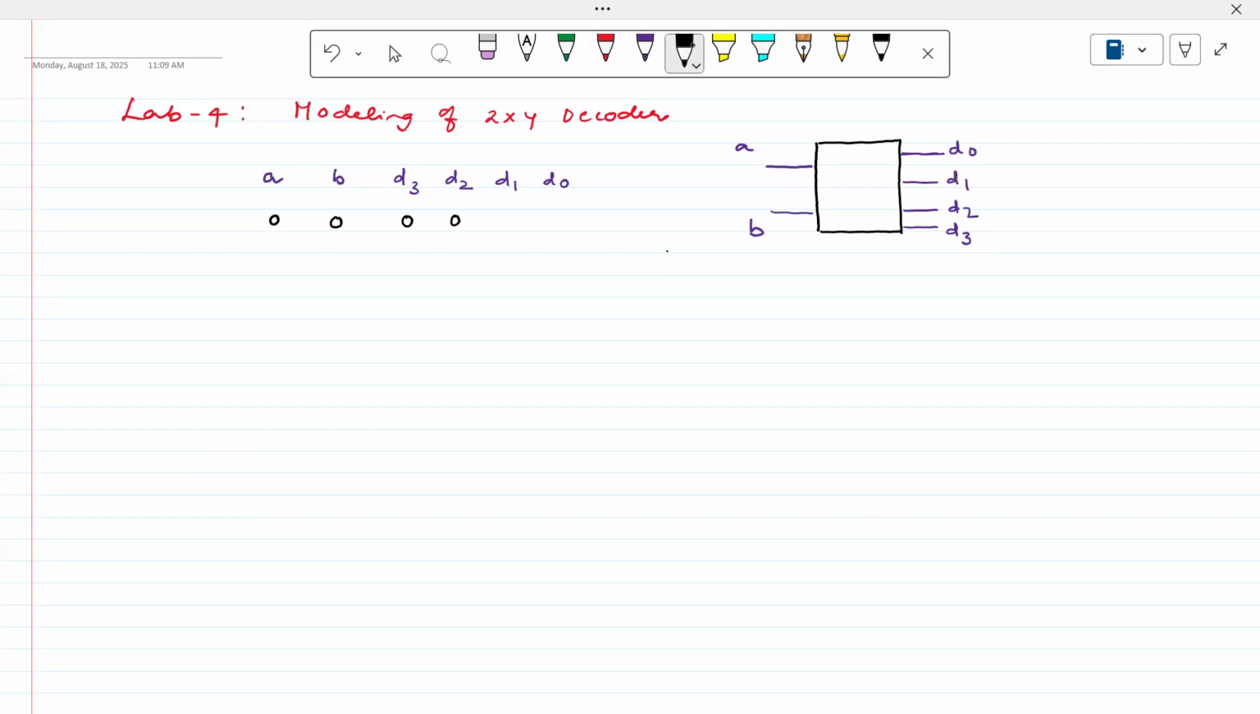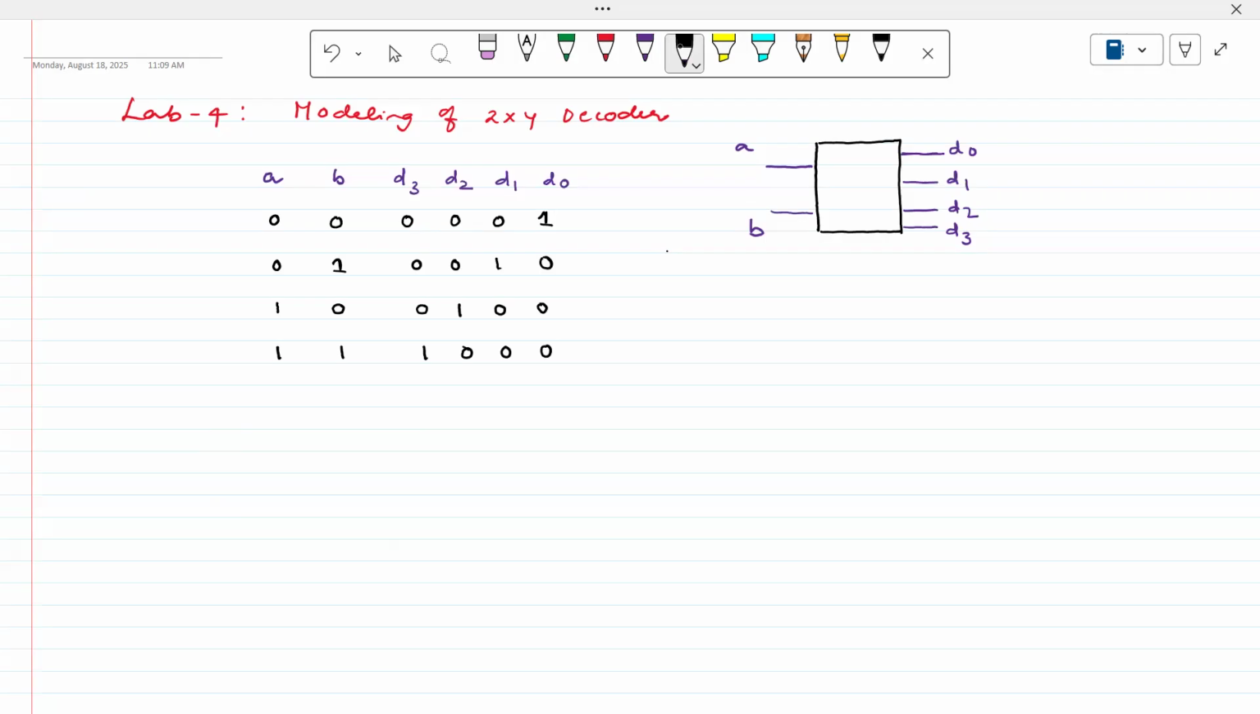It will be 0, 0, 0, 0, right? I'm so sorry. This will be logic 1. If it is 0, 1, it is 0, 0, 1, 0. If it is 1, 0, 0, 1, 0, 0. If it is 1, 1, 1, 0, 0, 0, right? As you know, this is the truth table.